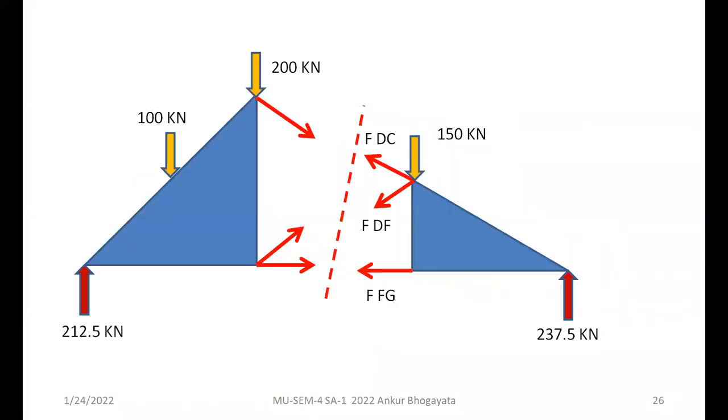So let me help you with the free body diagram. You are all requested and advised to draw the diagram in your notes. There is no hurry. Take your time. I'll give you 1 minute or 1.5 minutes to draw this force diagram by cutting the sections.